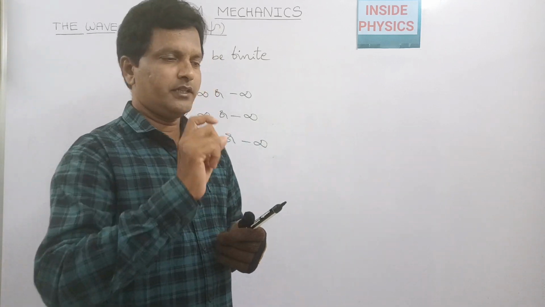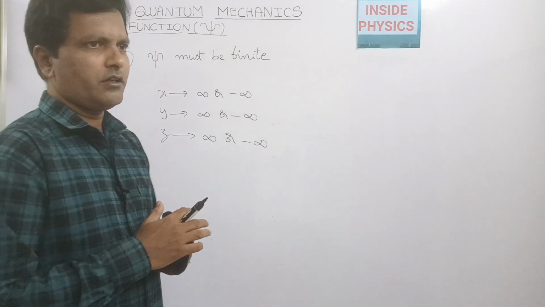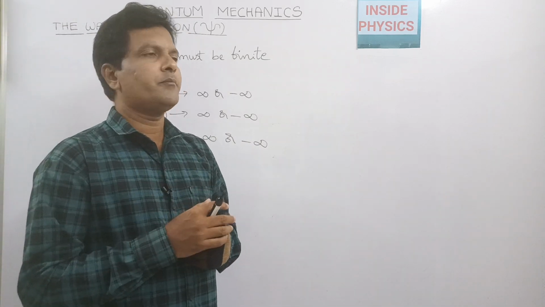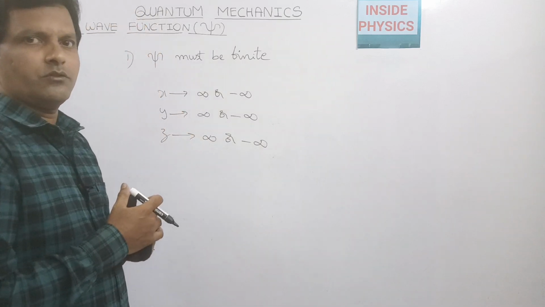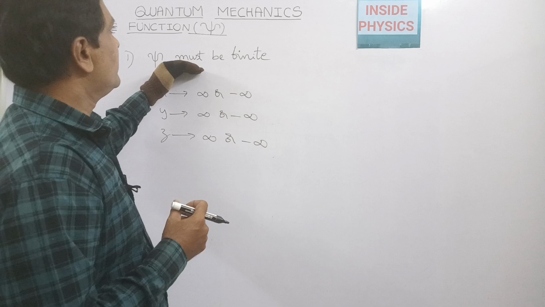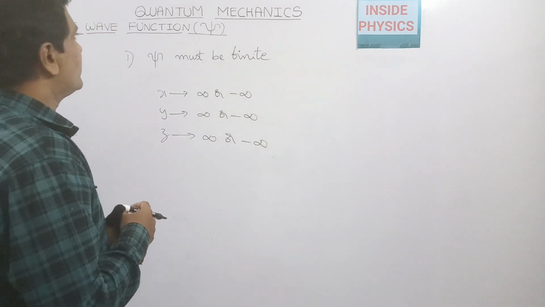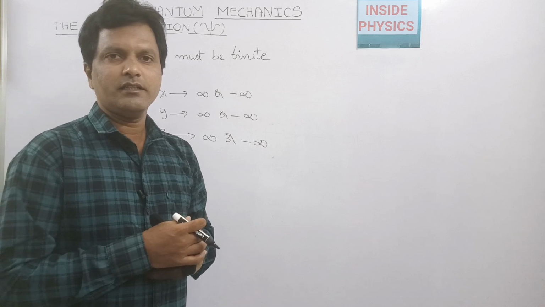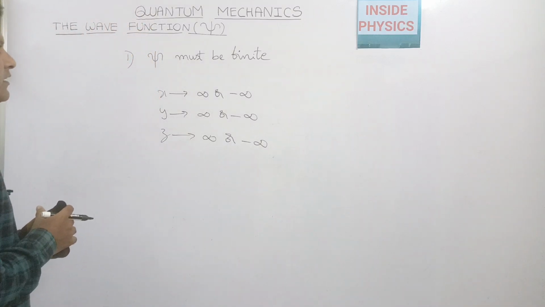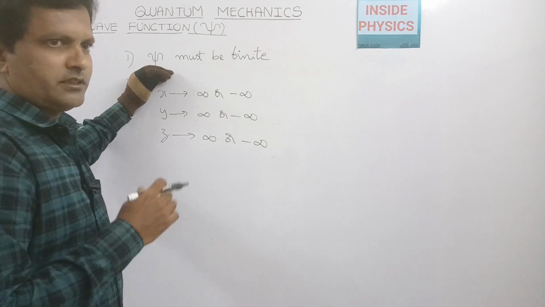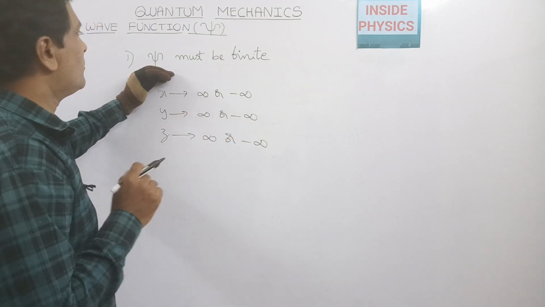As the probability is a finite value, the sum of all the probabilities in all the three directions is equal to 1. In this regard the psi value must be finite, otherwise it has no significance as an interpretation of the probability of finding the particle. As we have already discussed, psi has no physical significance, it is not an observable quantity.